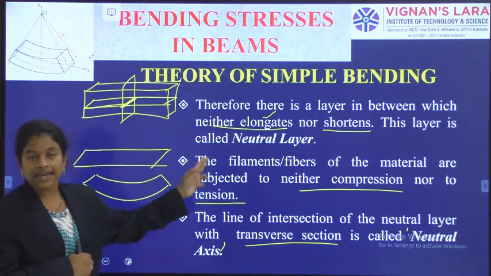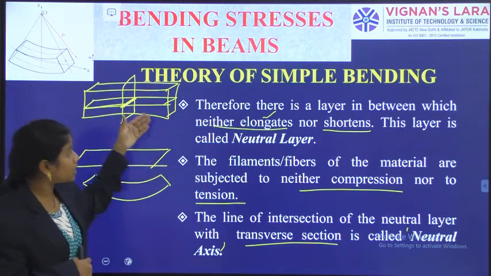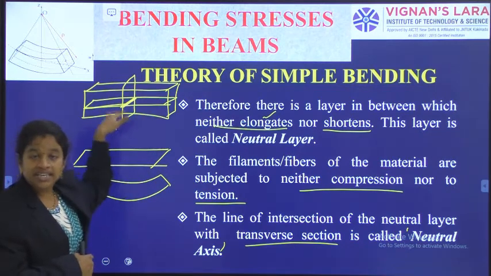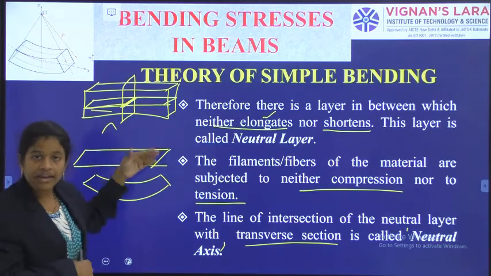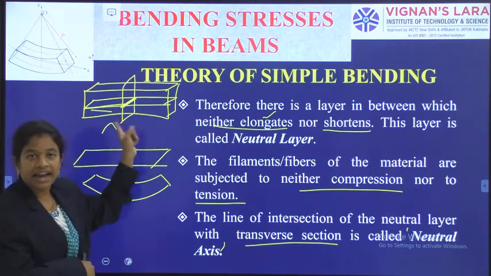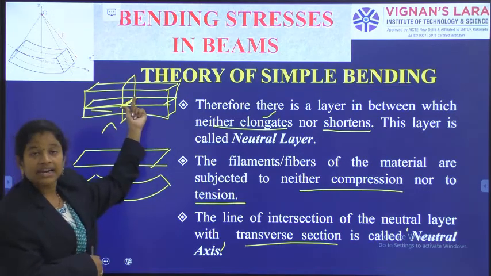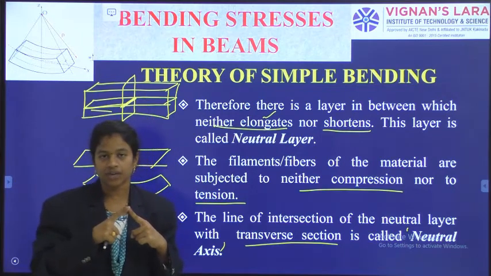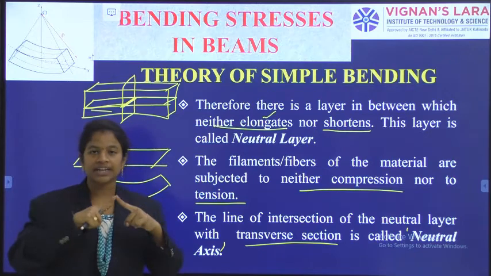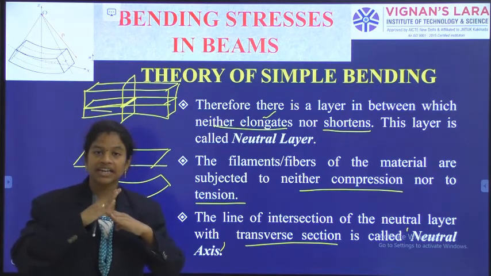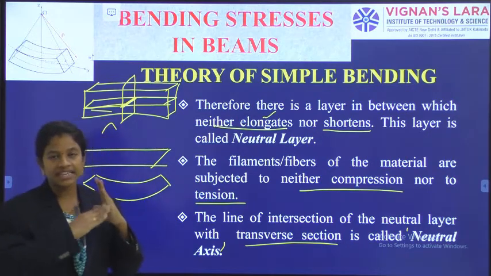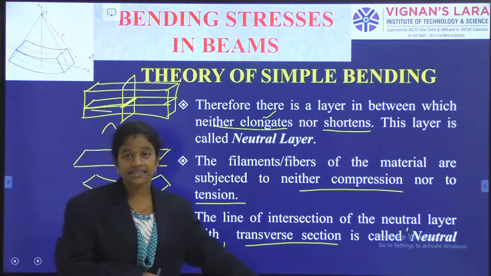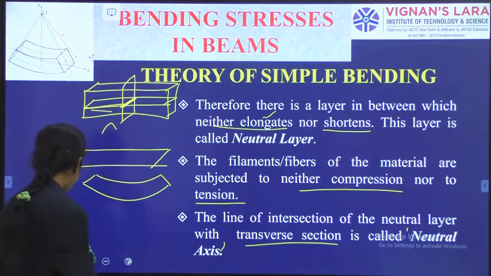Now, that layer is being connected with a transverse section. So, the line of intersection of a plane with another plane. Two planes are being connected and it will give a line of intersection. Two lines connecting will give a point of intersection. Okay, so that is line to line connection. Here, plane to plane connection. When plane to plane is meeting, it will give a line of intersection. That line of intersection is the neutral axis.